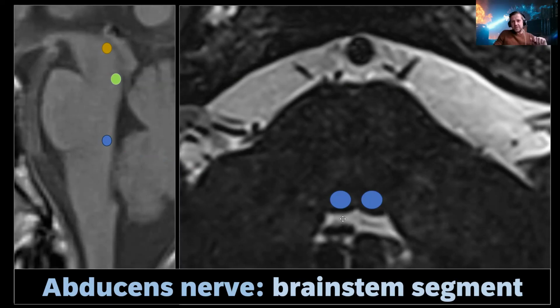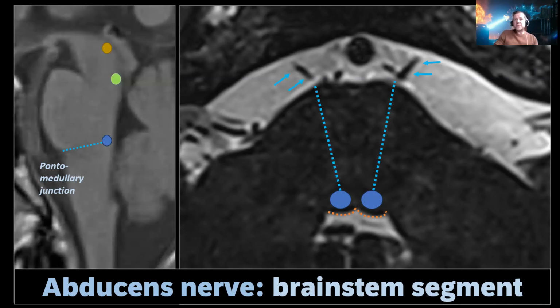And we see these very small protrusions over here in the fourth ventricle. These are called the facial colliculi, and they are a way to recognize the approximate location of the abducens nucleus on imaging studies. The fibers run through the pons. They do not decussate, and they exit the pons anteriorly here at the level of the pontomedullary junction, and here we see the cisternal segments of the abducens nerve.